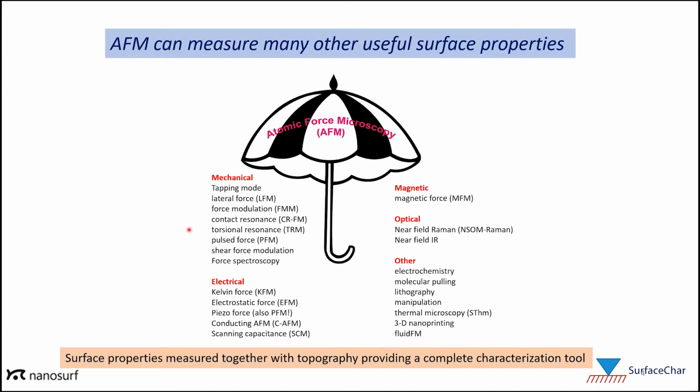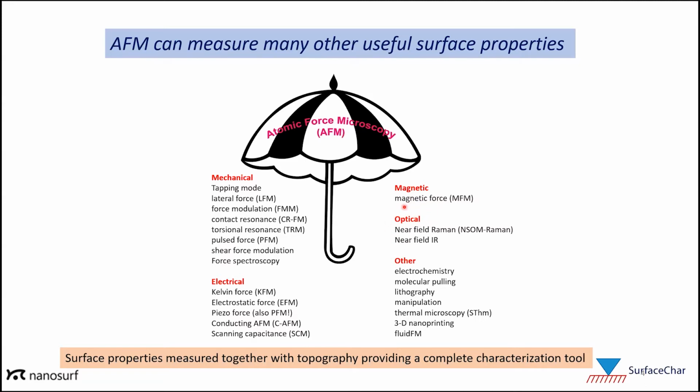So we've got mechanical modes to measure different mechanical properties of our material. We've got electrical modes to probe different electrical properties. We even have a magnetic mode. The storage media industry uses this one extensively to look at quality control on their media.